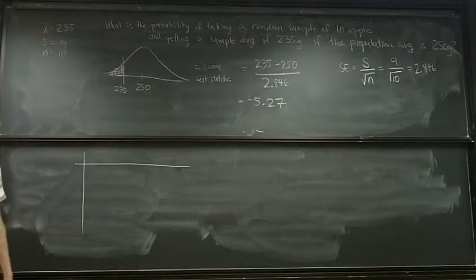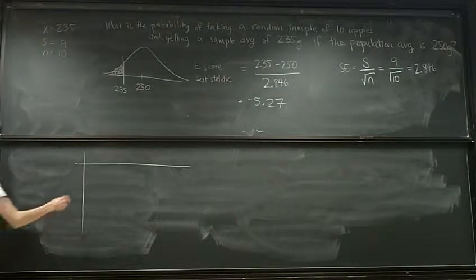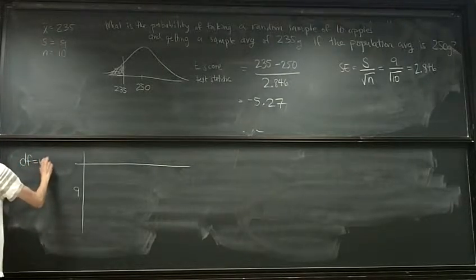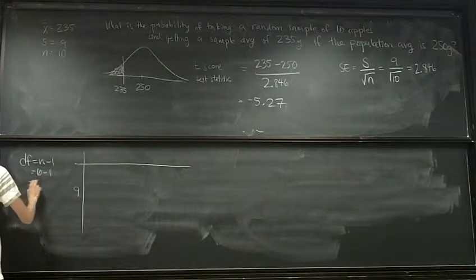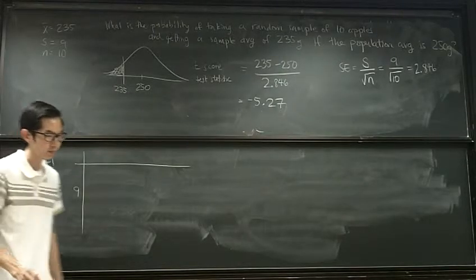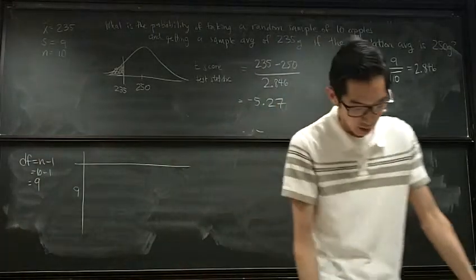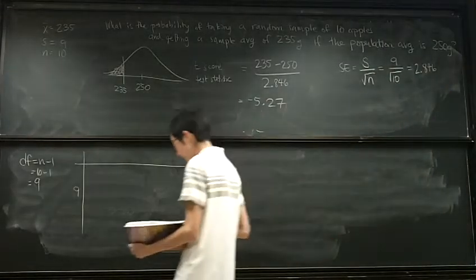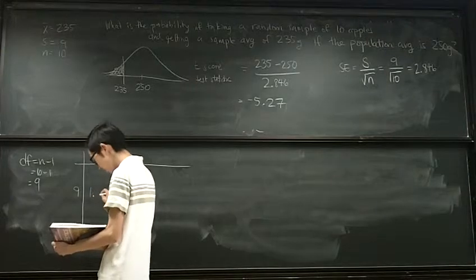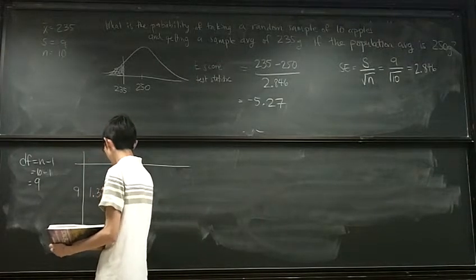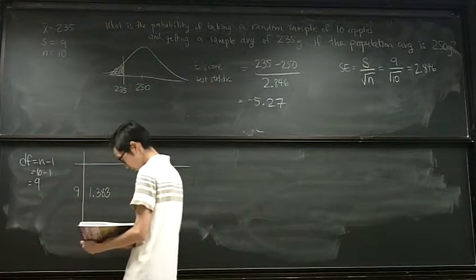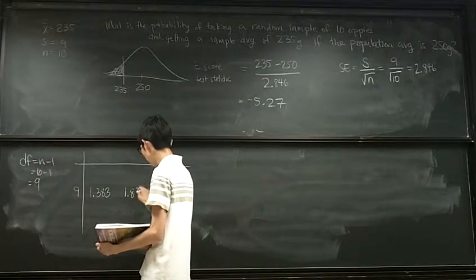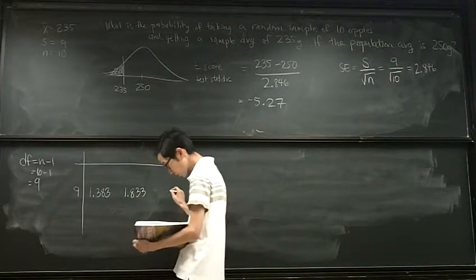How many degrees of freedom do I have? 10, n minus 1. So 10 minus 1 gives me 9 degrees of freedom. You want 95%. So if I look at the row for 9 degrees of freedom, I have 1.383. Sorry, hang on, let me just write this down. So I'm just copying this row of numbers.